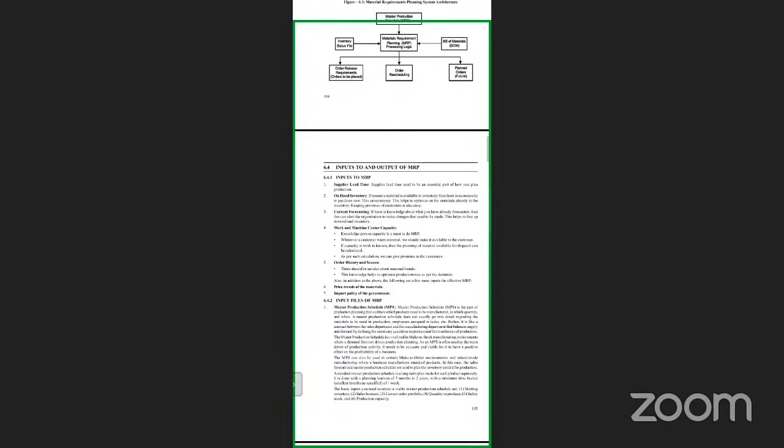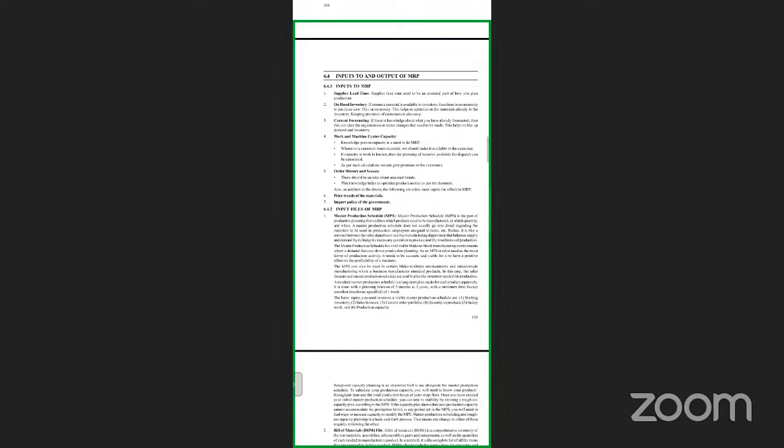And apart from the above things, they also have price trends of the materials, import policy of the government, and input files of MRP, that is the master production schedule. This is the part of production planning that will outline which products need to be manufactured, in what quantity, and when they have to be manufactured. A master production schedule does not usually go into detail regarding the materials to be used in production. Employees assigned to task.